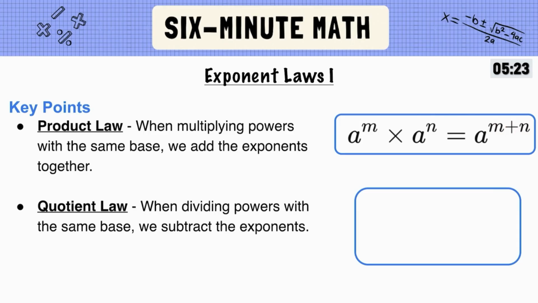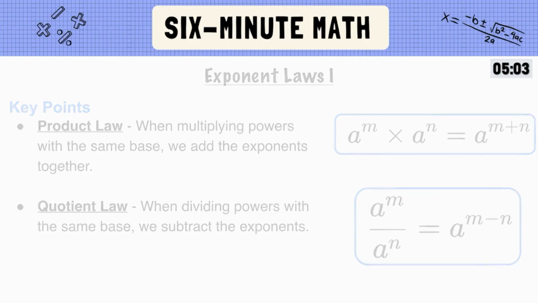Conversely, using the quotient law, if I am dividing powers with the same base, I will subtract the exponents. A to the power of m divided by a to the power of n. My base is a, and I will subtract those exponents. So let's see some examples.